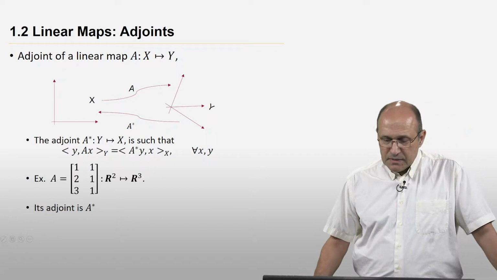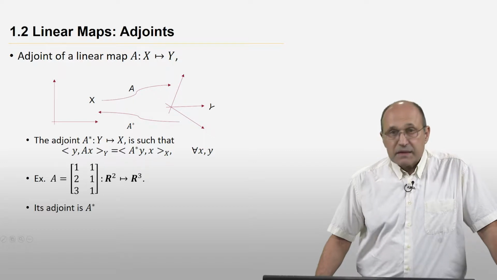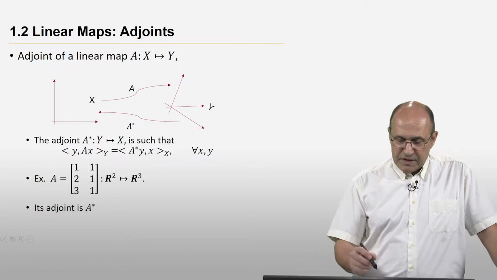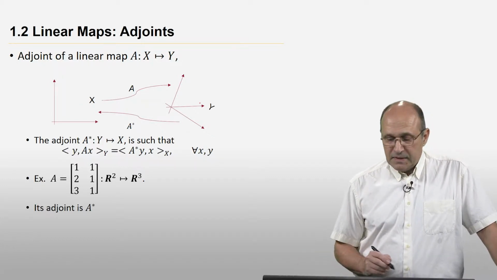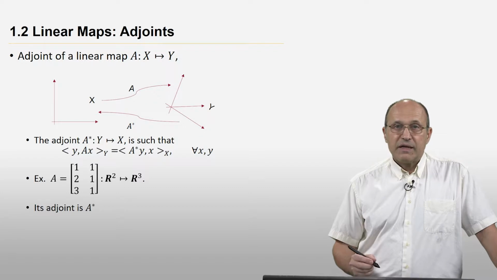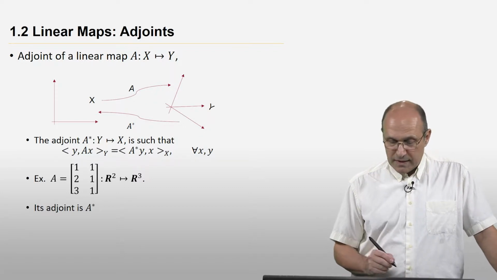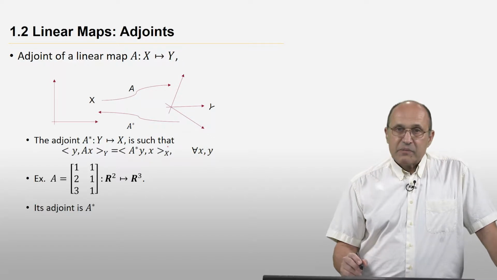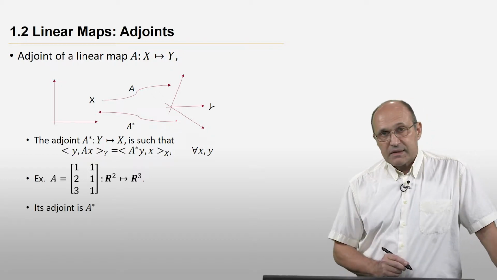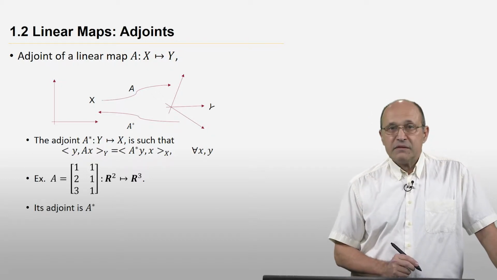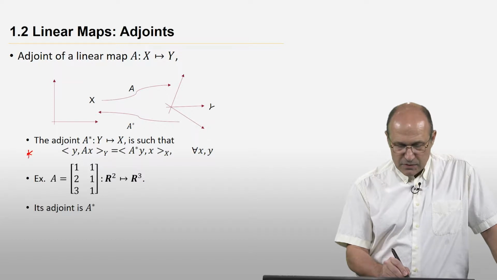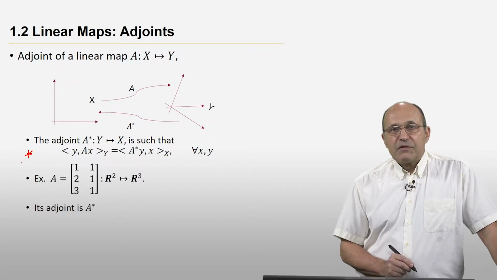Now, another important object that's related to linear maps is the adjoint of the linear map. If we have a transformation that maps x to y, and here to make it a little bit more interesting, I added another dimension on the range, on the codomain space y. The adjoint map is, again, a linear map which takes elements of y back to x. It's not an inverse, but it's a transformation that has a certain particular property, which is defined here through the inner product.